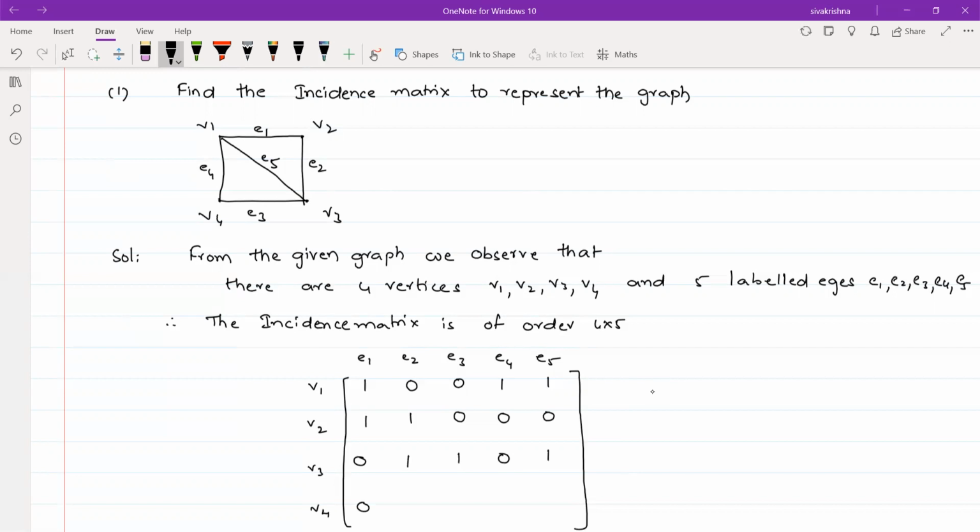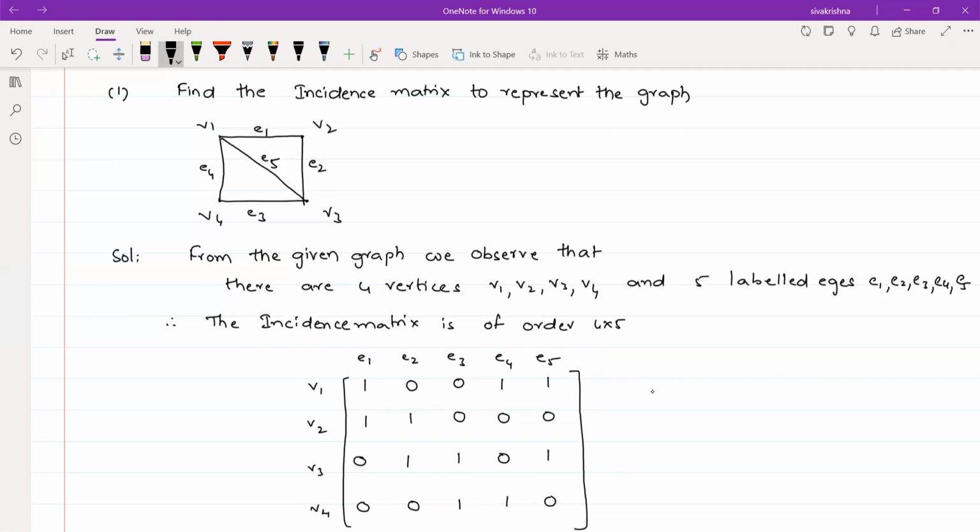Coming to E2, E2 is also not incident on the vertex V4, so once again you have to write 0. Coming to E3, E3 is incident on V4, so we have to write 1. E4 is also incident on V4, so we have to write 1. Coming to E5, E5 is not incident on the vertex V4, so we have to write 0.